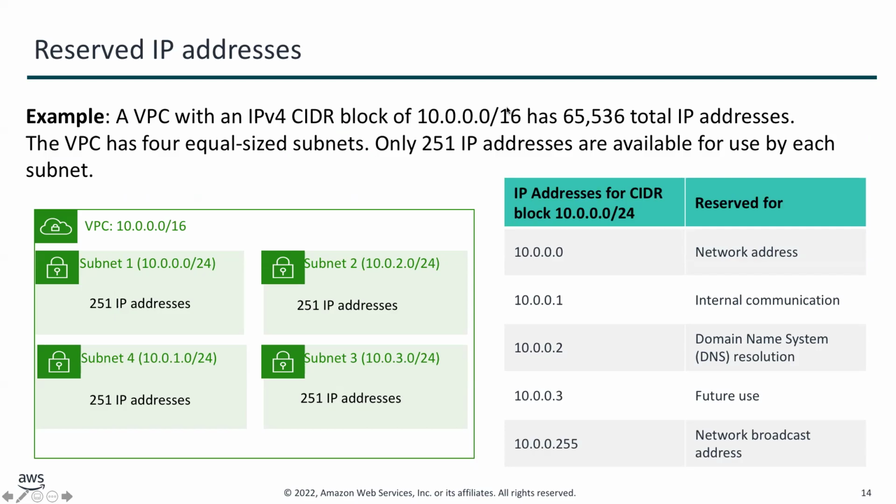10.0.0.0/16 would mean what? It has 65,536 total IP addresses. Why? Because 16 bits are fixed, the first 8 bits and second 8 bits, which means these 2 octets are fixed and the other 2 we are free to use. So 2 to the power 16 different addresses. Now, this VPC can be divided into 4 equal-size subnets, as you can see in this figure.